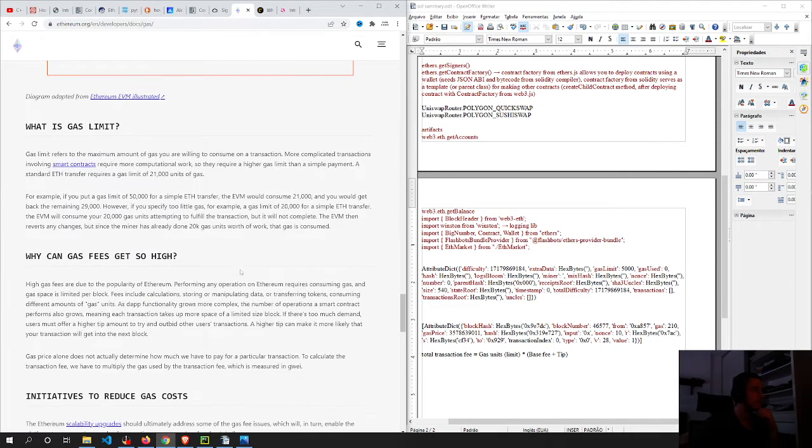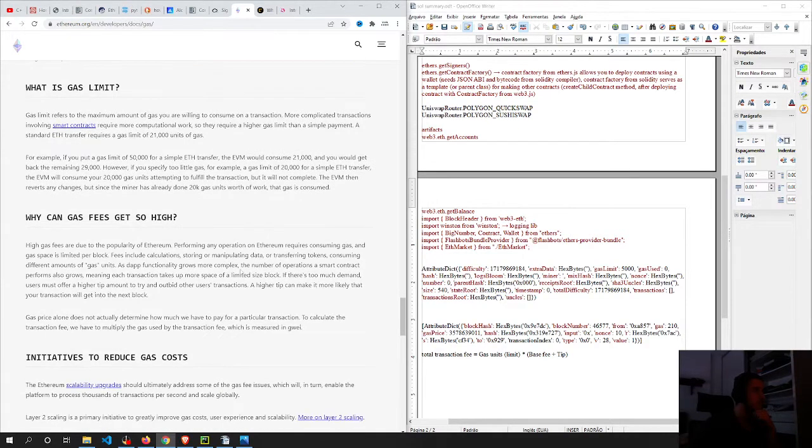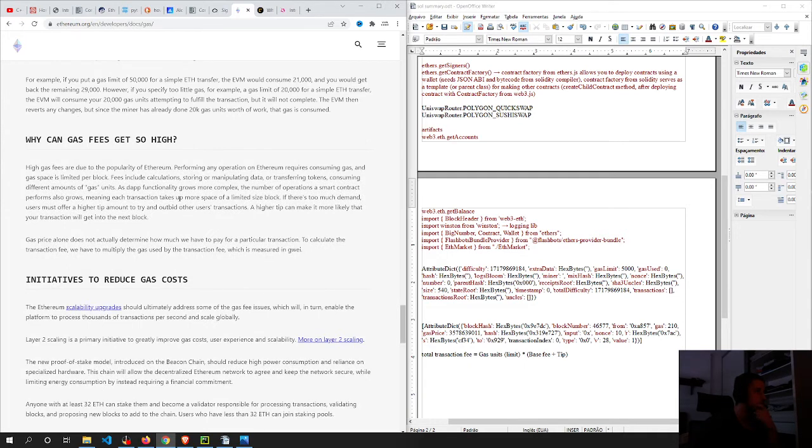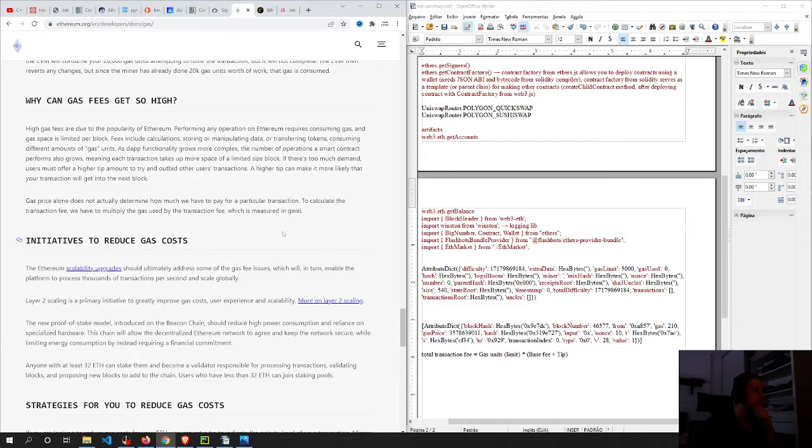Gas limits refer to the maximum amount of gas you're willing to consume on a transaction. More complicated transactions involve smart contracts. Why can gas fees get so high? High gas fees are due to the popularity of Ethereum. Performing any operation on Ethereum requires consuming gas, and gas space is limited per block.